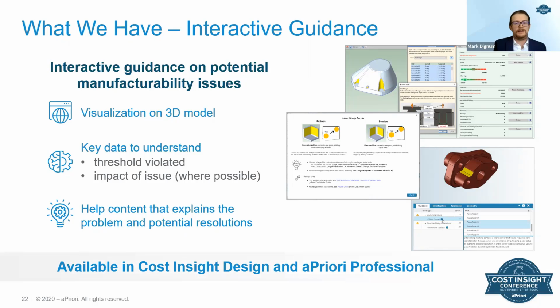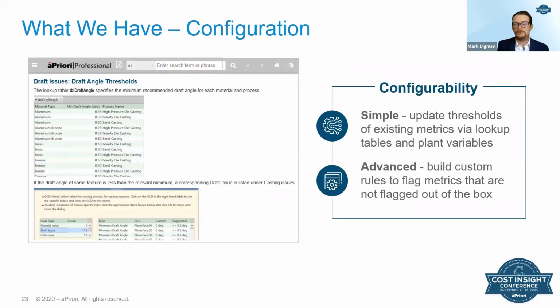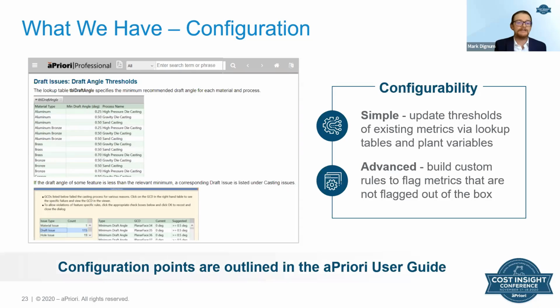I know that we're running a little bit low on time, so I'm going to skip over these last 2 slides pretty quickly, but just want to give you awareness that they are available in the PDF. First of all, configuration is possible for all of these design to cost metrics that we generate, both at a simple level, sort of adjusting thresholds, and at an advanced level, you can add additional metrics that your company wants to flag. And that is outlined in the user guide very robustly.